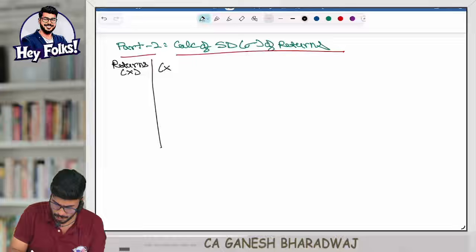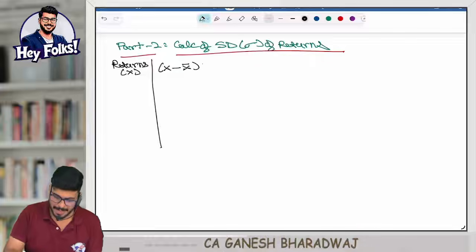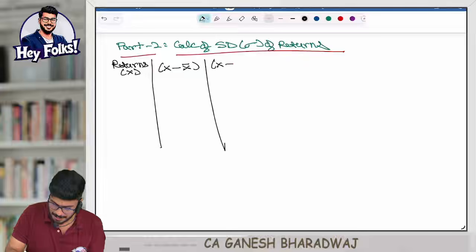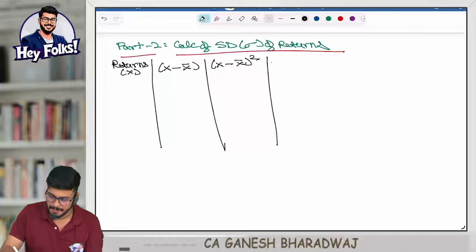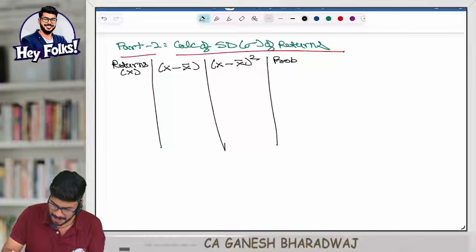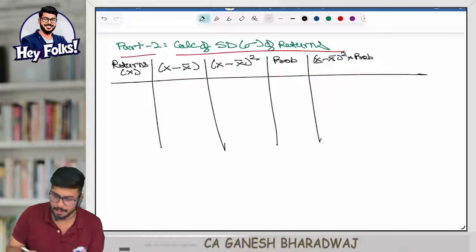Then what do we do? Yes, we do X minus X bar. Am I right? And then what do we do here? X minus X bar, the whole square. Am I right, guys? And after this, we take the probability and multiply the two. We will get X minus X bar, the whole square, into probability. Is this clear? Shall we do it now?